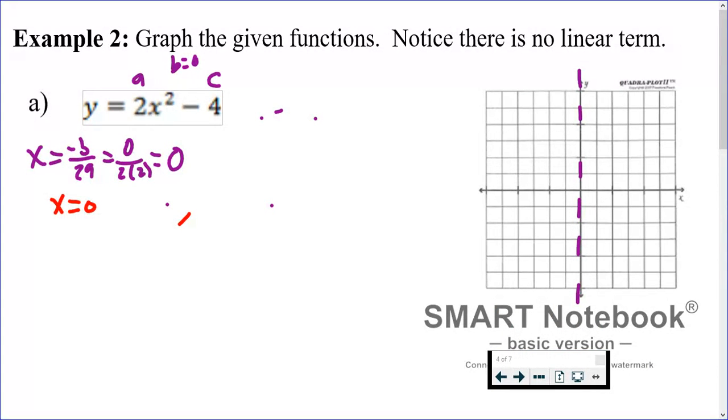When you find your vertex, x equals 0, we're going to substitute 0 into the function, and we get y equals 2 times 0 squared minus 4. 0 squared is 0 times 2 is 0, so you end up with 0 minus 4, which is -4. So your vertex is at 0, -4. So right here.